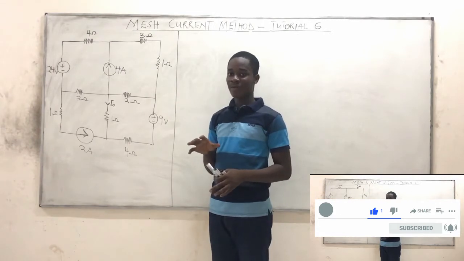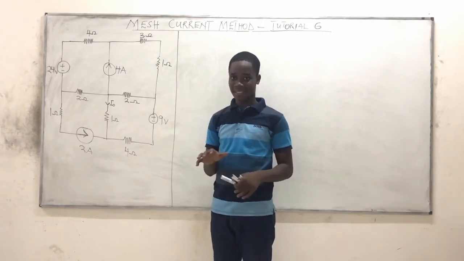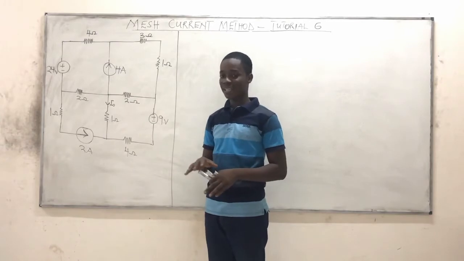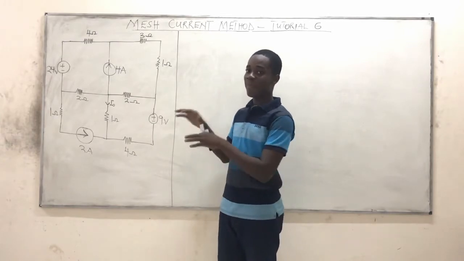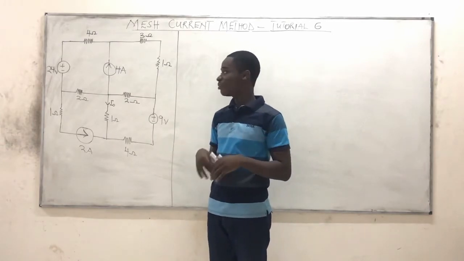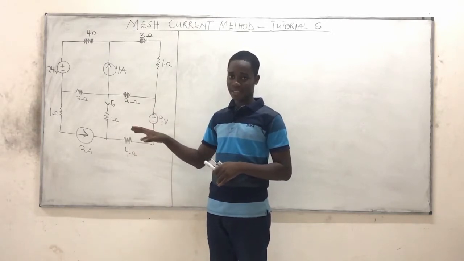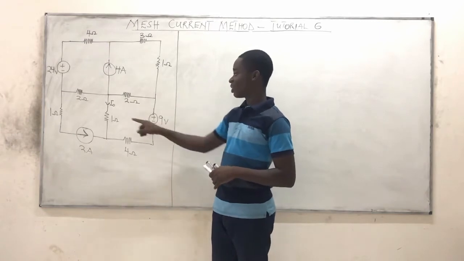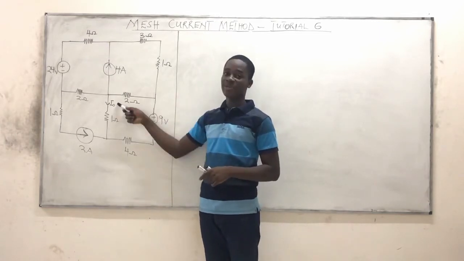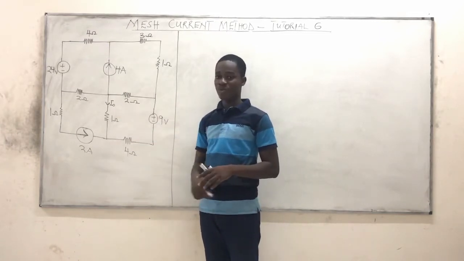What you have to know is the question will tell you to use the mesh current method, but you have to know that this particular type of circuit is a super mesh circuit. So we are using the mesh current method to find I0, and I0 is the current going through the 1 ohm resistor.